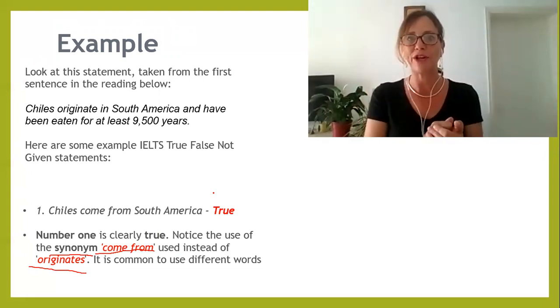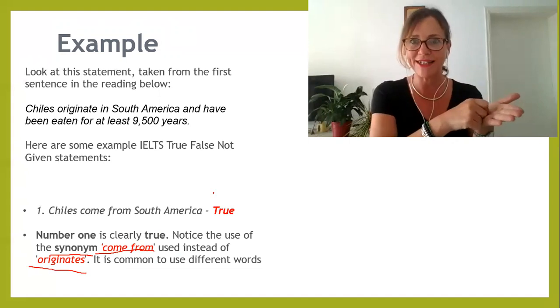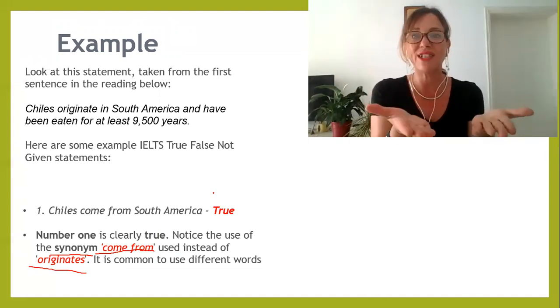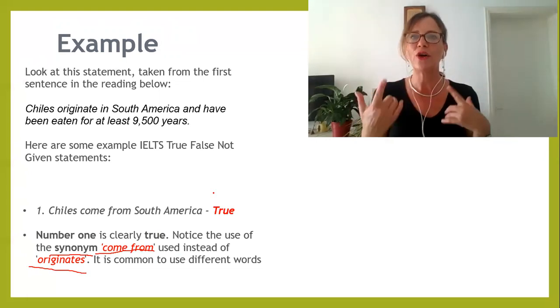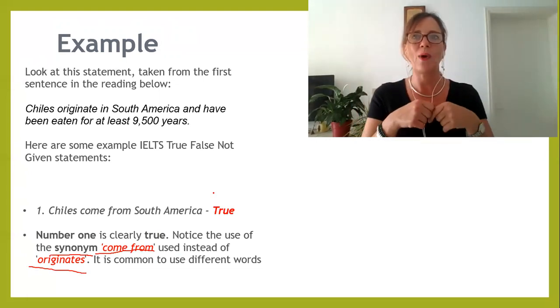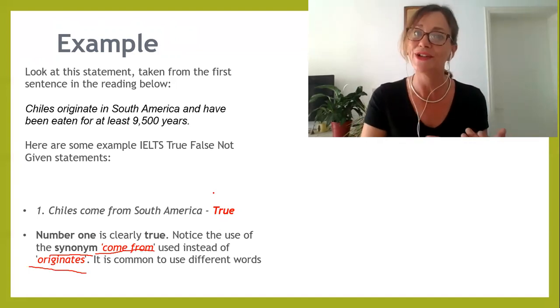So in your vocabulary books, write comes from equals originates. You can use this for writing your essays, and in your speaking part. So use this as a way not just to practice your reading, but also to practice your writing and your speaking.